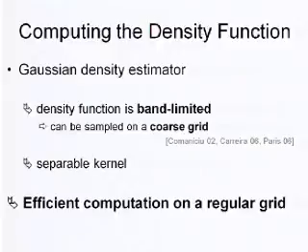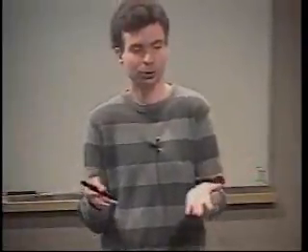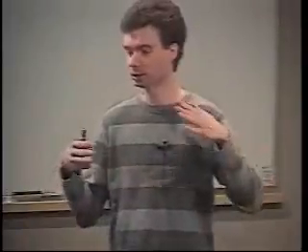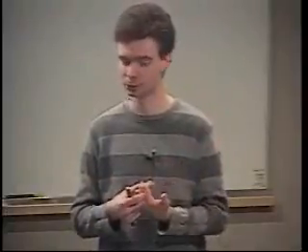Computing the density function is something that can be done fairly easily, because if we use a Gaussian estimator, the density function is a band-limited signal, so we can use a coarse sampling of the feature space to compute and represent it. And furthermore, it's a Gaussian, so we can use a separable kernel to make the computation efficient. So at the end, we just put a coarse grid in feature space, put the points in there, and compute a Gaussian over this grid.